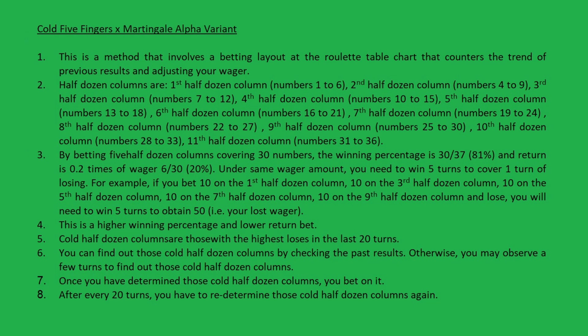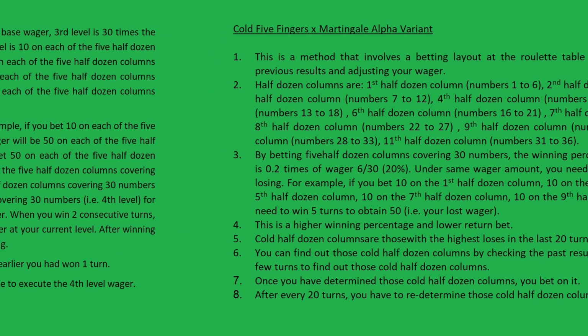5. Cold half dozen columns are those with the highest loses in the last 20 turns. 6. You can find out those cold half dozen columns by checking the past results. Otherwise, you may observe a few turns to find out those cold half dozen columns. 7. Once you have determined those cold half dozen columns, you bet on it. 8. After every 20 turns, you have to redetermine those cold half dozen columns again.